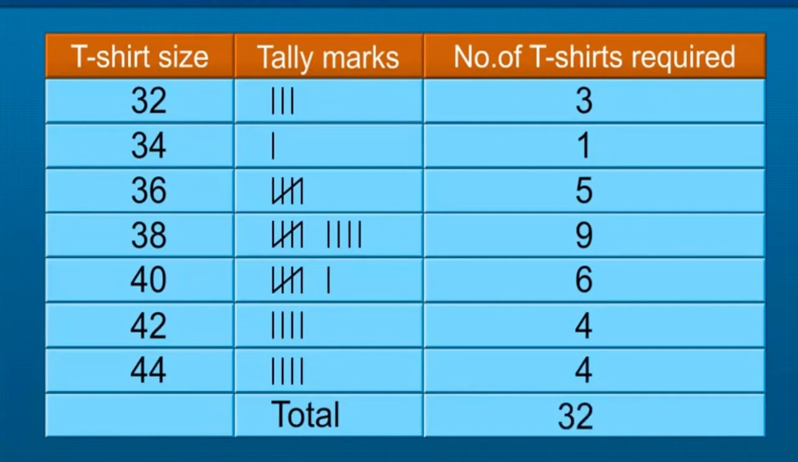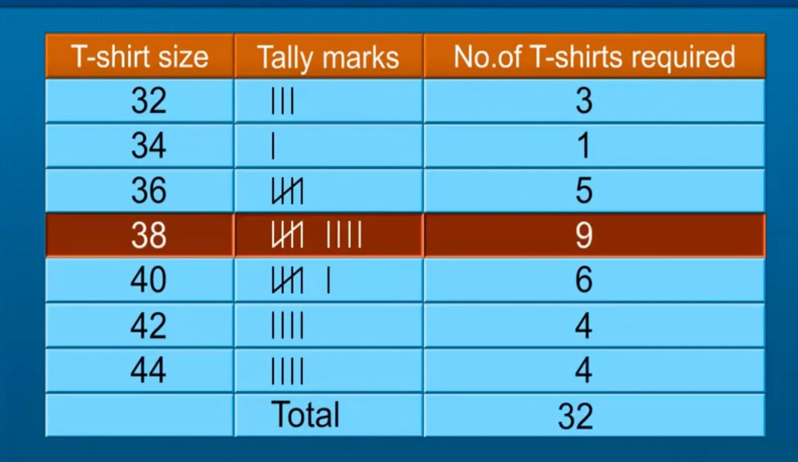From the observations, we can see that the size 38 is repeated the maximum number of times. Therefore, 38 is the mode of these observations. Okay, so here it was given the number of t-shirts required for teams. 2 teams' t-shirt sizes were given, from 32 to 44, and how many times each number has occurred.